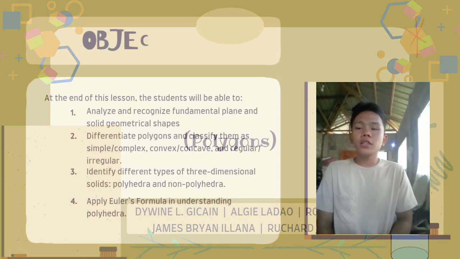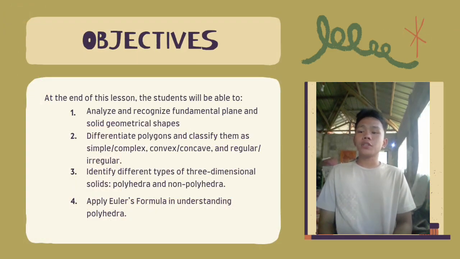Objectives. At the end of this lesson, the student will be able to: first, analyze and recognize fundamental plane and solid geometrical shapes. Number 2, differentiate polygons and classify them as simple and complex, convex and concave, and regular and irregular. Number 3, identify different types of three-dimensional solids like polyhedra and non-polyhedra. Number 4, apply Euler's formula in understanding polyhedra.